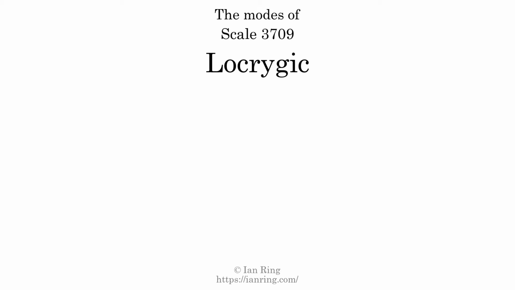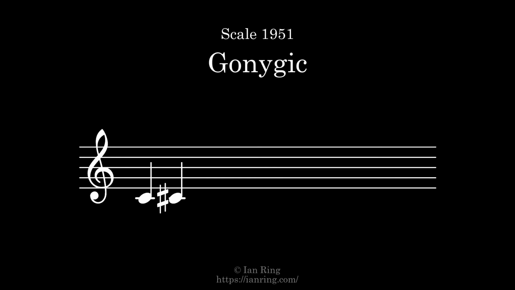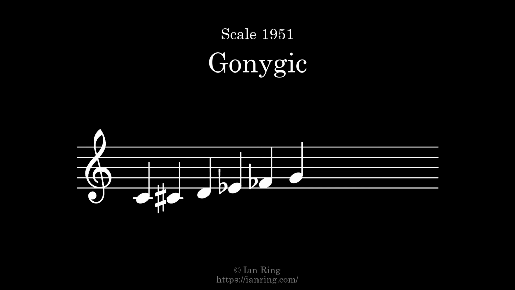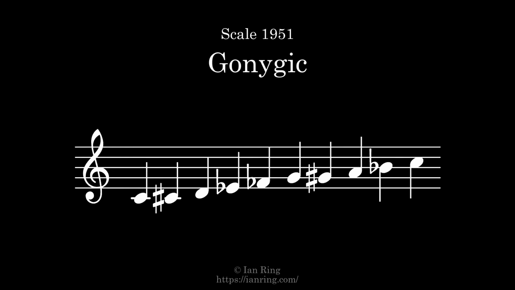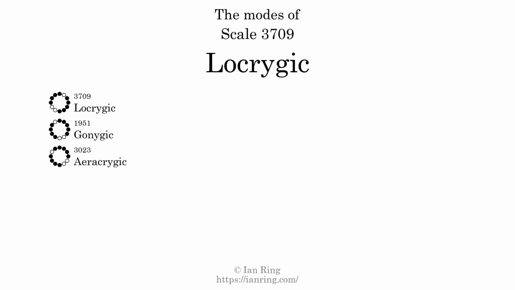This scale has 9 modes. The first mode is itself. The second mode is scale 1951, also known as Locrygic. It sounds like this. The third mode is scale 3023, also known as Heteromorphisms. It sounds like this.